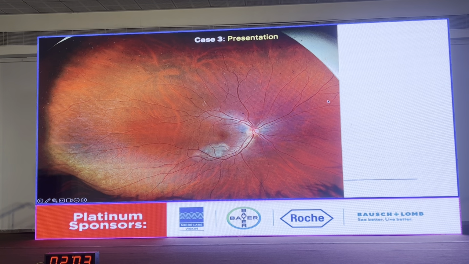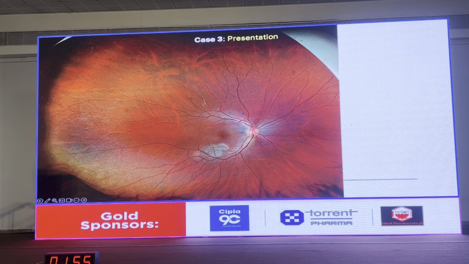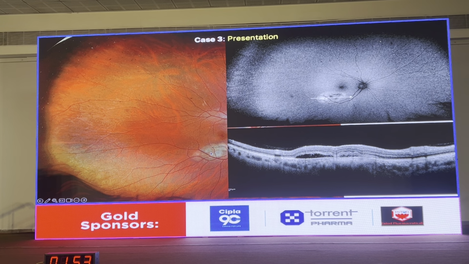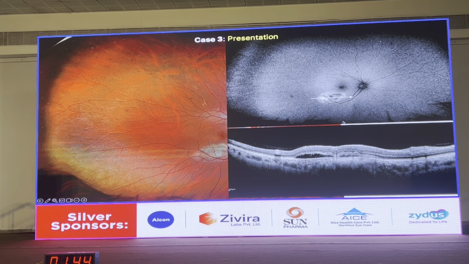This is a very interesting case that shows you what actually happens in these patients. This patient came to us with this choroidal granuloma over here, and we have done the autofluorescence. It shows the involvement of the RPE over the area of the granuloma. Also see the granuloma in the OCT over here.